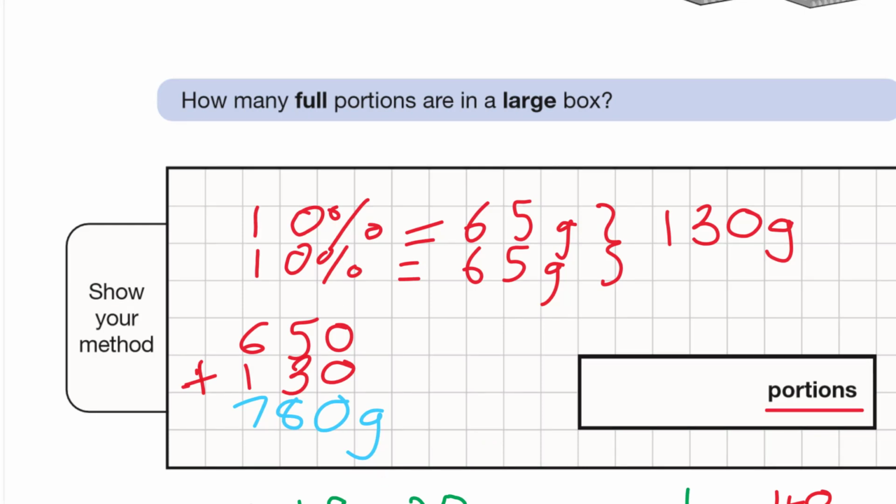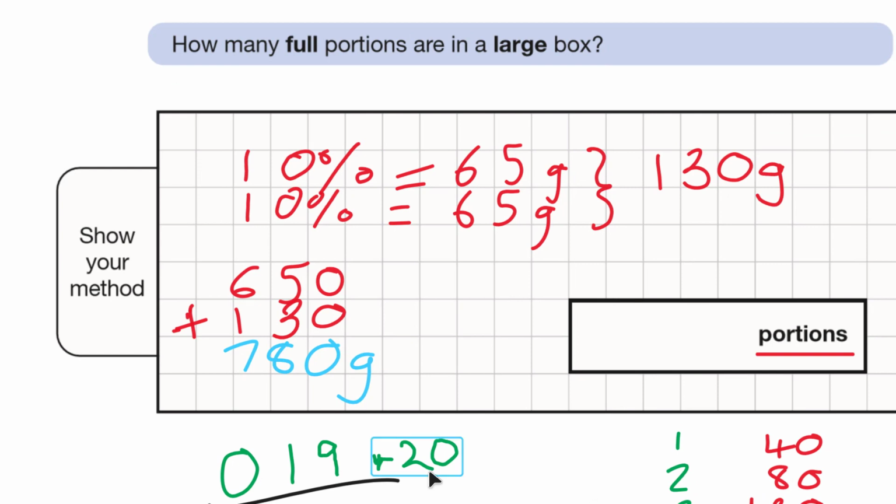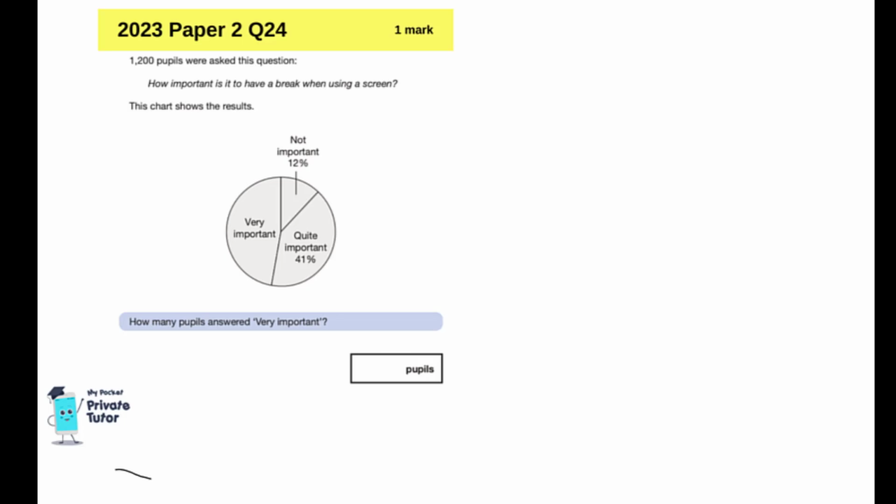Just quickly show you that on the screen. Our answer was 19 with a remainder of 20. We can make 19 full portions. It doesn't have a part B where it says what's left over. It just wants to know how many full portions there are. Just to make sure that's very clear. So it's just our full answer, ignoring the remainder. Paper 2, question 24.